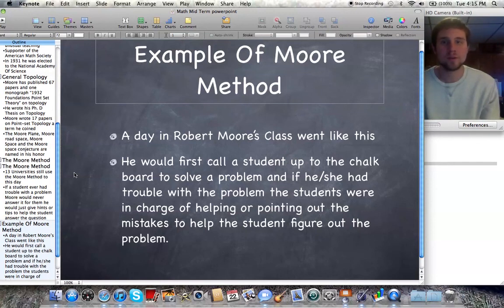Robert Lee Moore definitely was one of the greatest mathematicians to ever live. I feel like he definitely left his mark on mathematics to this day, especially with the Moore method, which I still think should be used more often in colleges and other classes. Robert Lee Moore was definitely a smart individual and did a lot for mathematics.